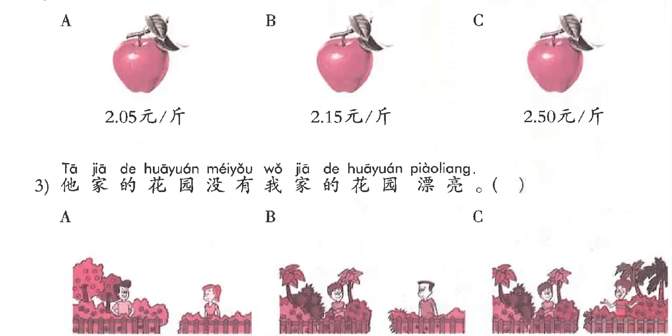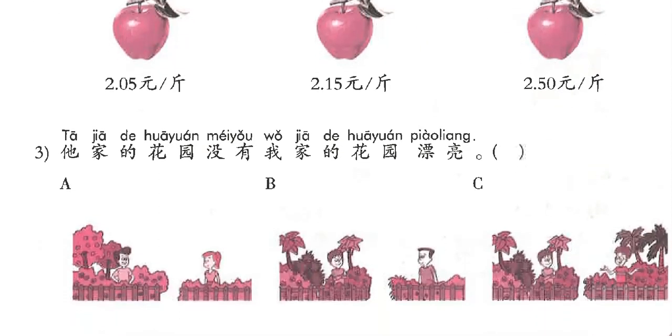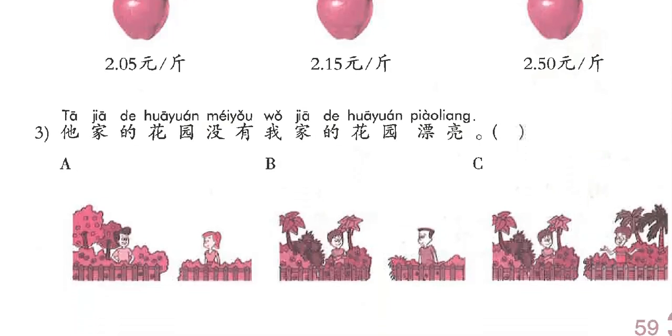Next one. 他家的花园没有我家的花园漂亮. His house garden doesn't have my house garden so beautiful. So we can say, for example, we have here a beautiful garden. We cannot use this one because this is a girl, okay? And this ta is for boys. So this one cannot be.